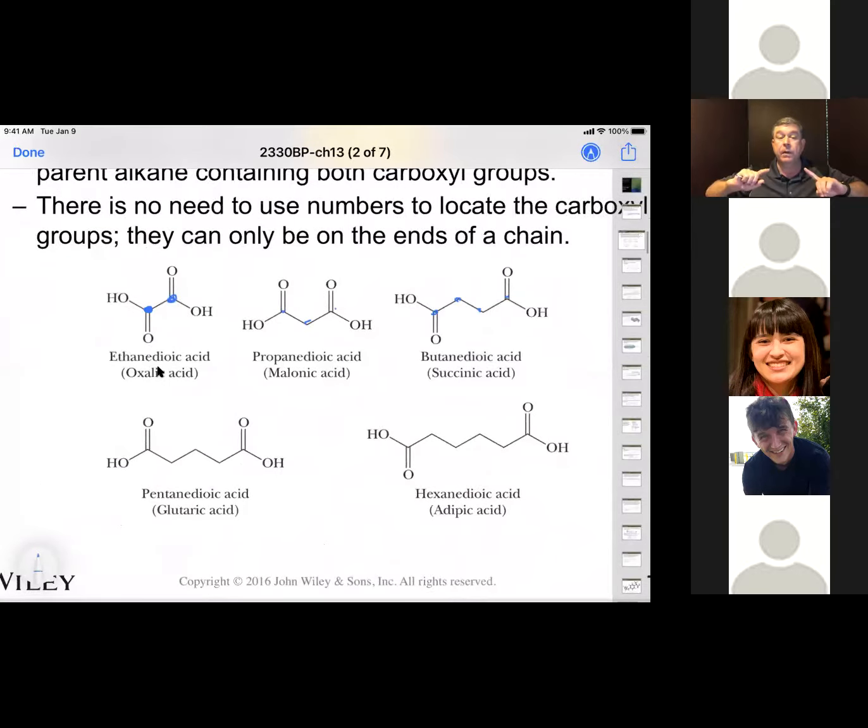However, they also have common names. The common name for the first one here is oxalic acid. Then for the 3 is malonic acid, succinic, glutaric, and adipic. Okay, but there's a mnemonic that you can use to remember those. Oh my, such good apple, and then the last one is pie. Oh my, such good apple pie. Oxalic, malonic, succinic, glutaric, and adipic dicarboxylic acids. I've heard others, but that's the one I remember.